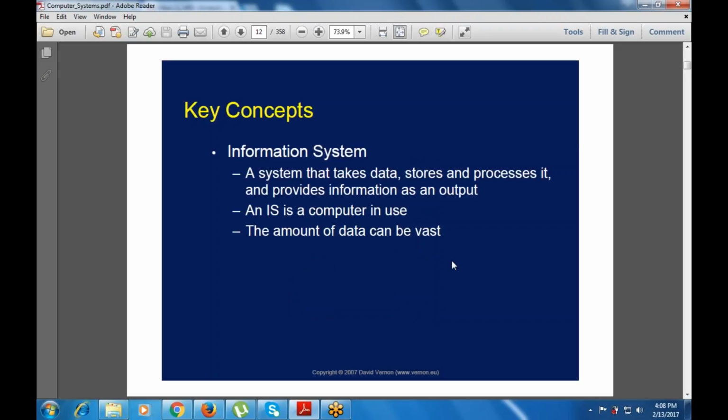Now, next is the key concepts. What is an information system? First of all, it is a system that takes data, stores and processes it, and provides information as an output. This is the system that takes the data, whatever data it takes, and how it stores it, how it processes it, and how it provides the relevant information as an output. Then an IS is a computer in use. Then the amount of data can be vast, that can be huge data.